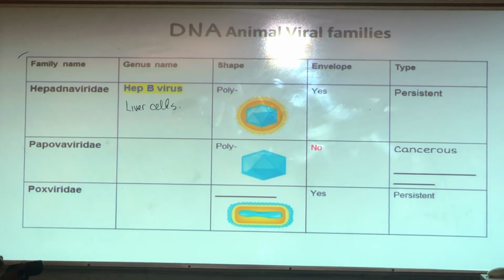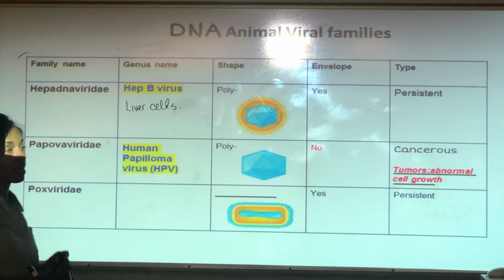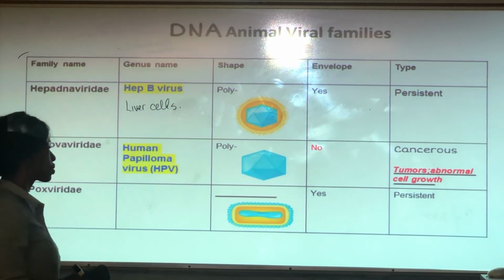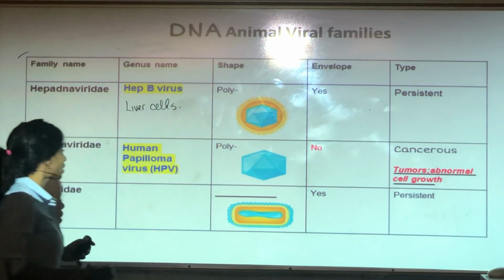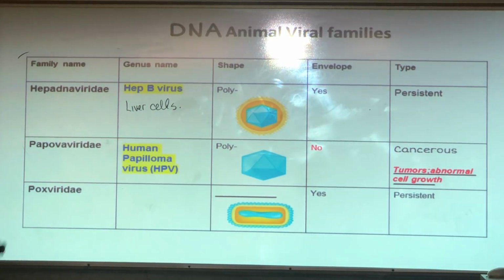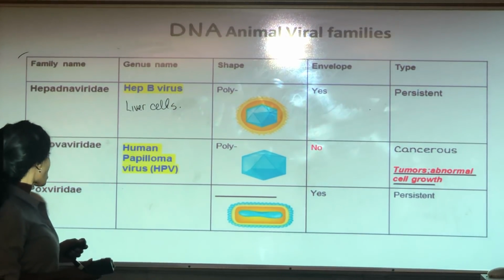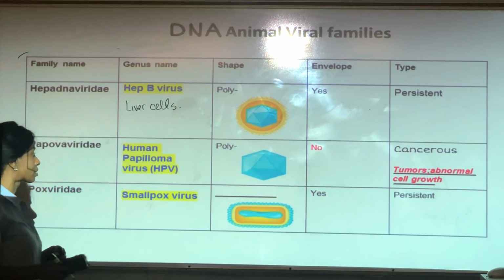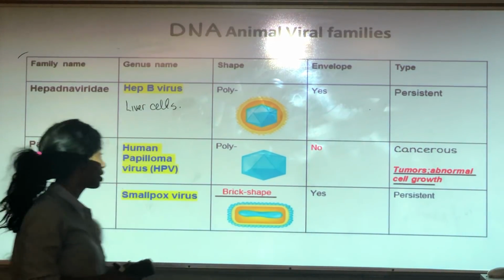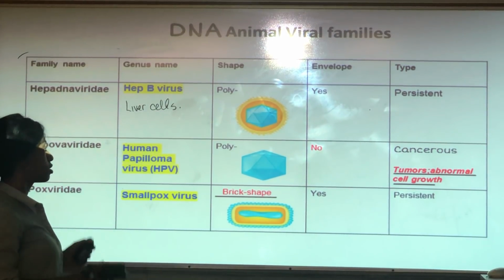So our next DNA virus is the Papoviridae, and the Papoviridae includes your HPV, human papillomavirus. This is a DNA non-envelope virus, and it is cancerous, meaning that tumors will form, right? So tumor formation. The Poxviridae family, we will talk about this in more detail. Many of these viruses we'll talk about in more detail during class time. But the Poxviridae includes your smallpox. This has an unusual shape. It is a brick-shaped virus, and it is persistent.